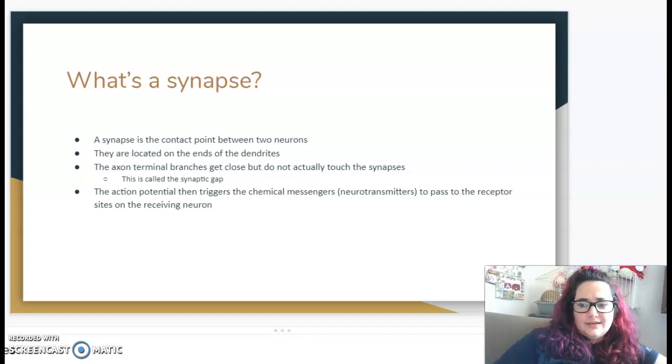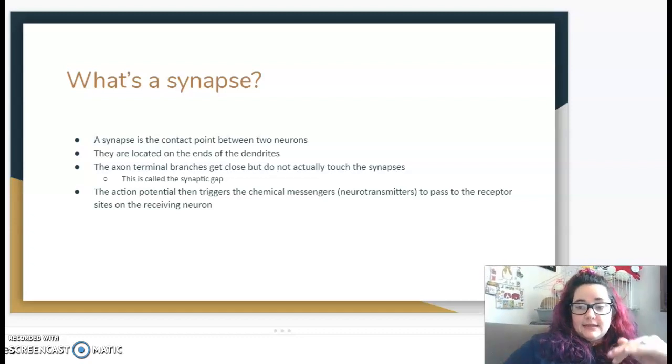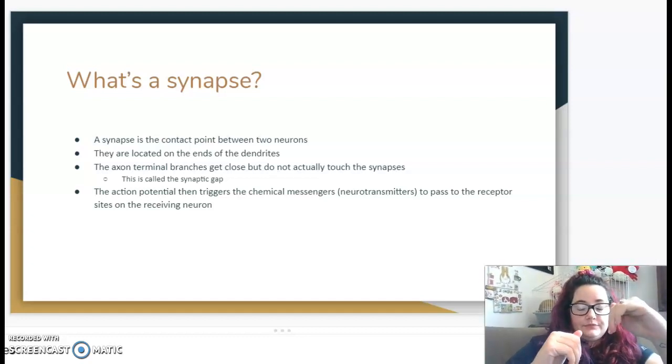So what's a synapse? Let's go over that next. This has to do with the transmission process, and the synapse is the contact point between two neurons. They're located at the ends of the dendrites, which are the branchy-like structures, and the axon terminal branches get close, but they do not actually touch. They're about 1/1,000,000th of a millimeter away, I believe. And this space in between the axon terminal branches and the synapses is called the synaptic gap.